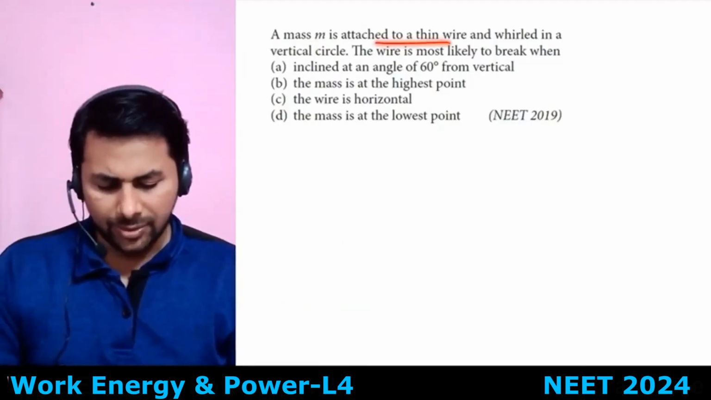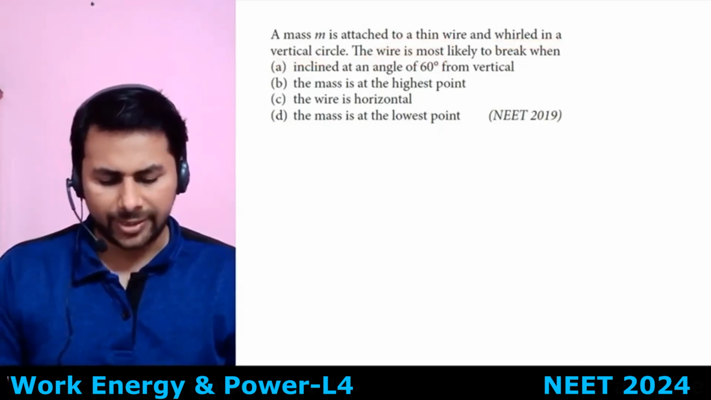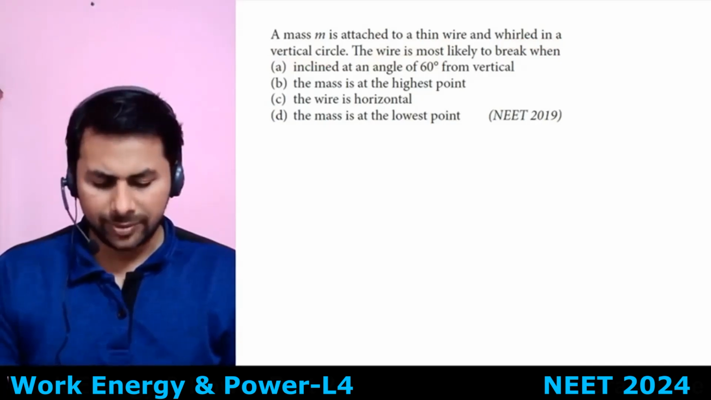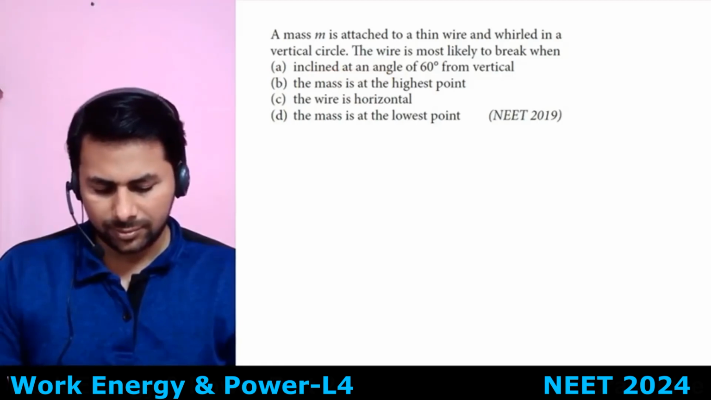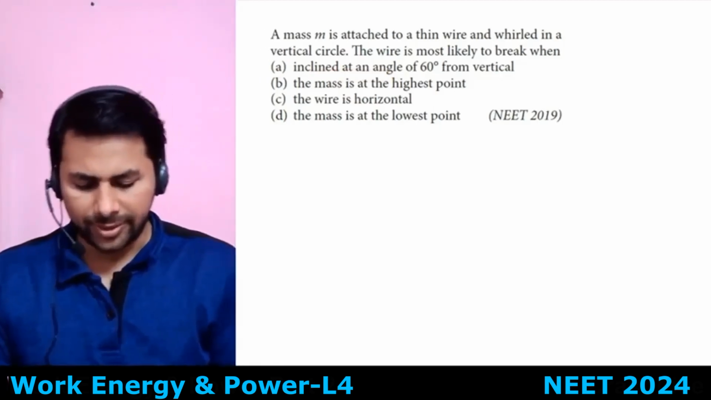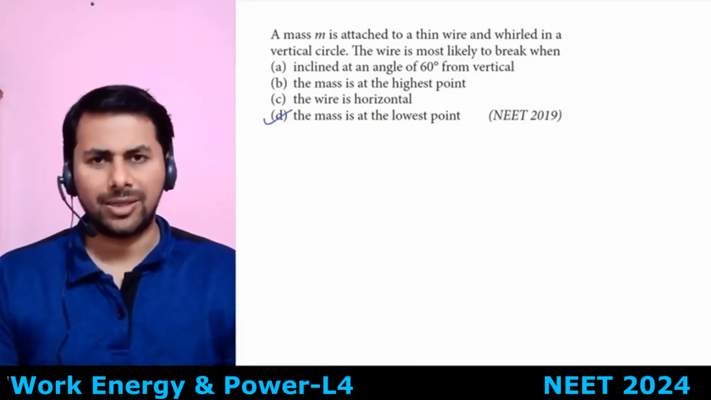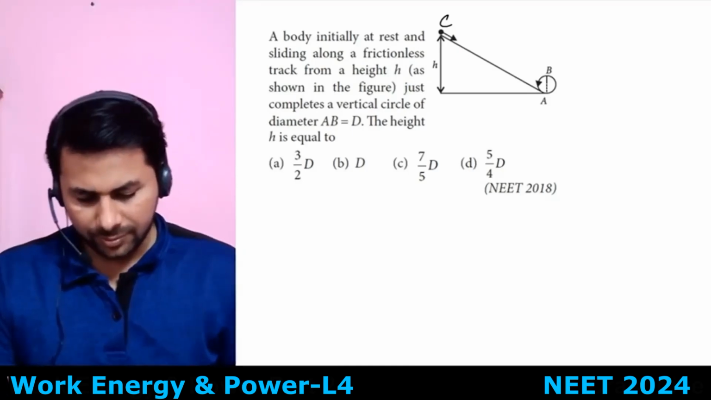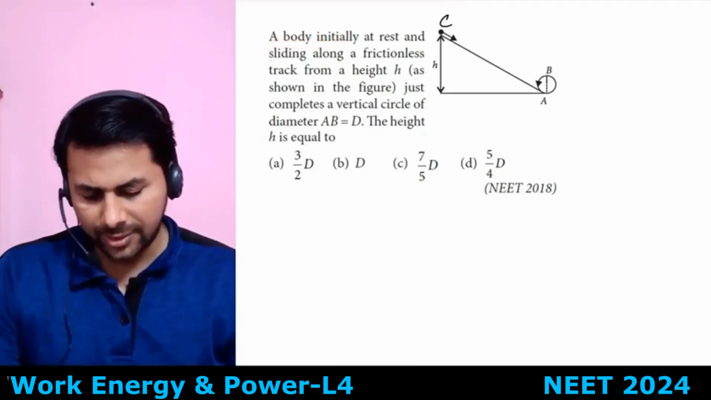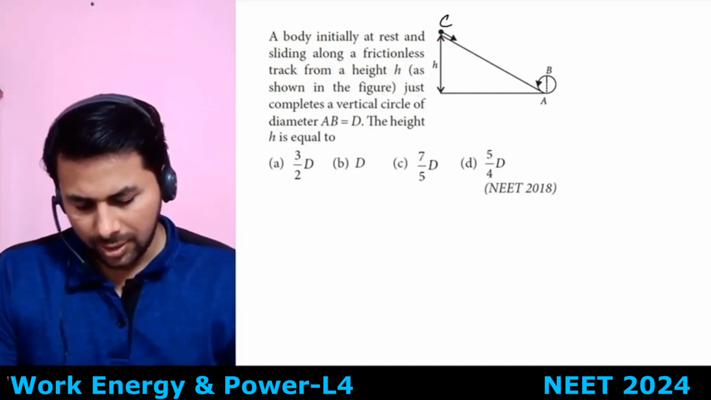Mass m is attached to a thin wire and whirled in a vertical circle. The wire is most likely to break when? Tell me. Option A, incline. When the mass is at the lowest point, because tension is maximum at that point. Right, very good.